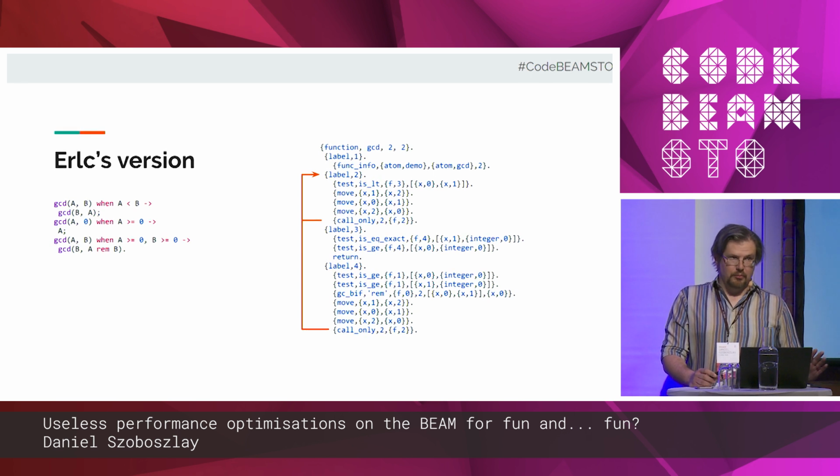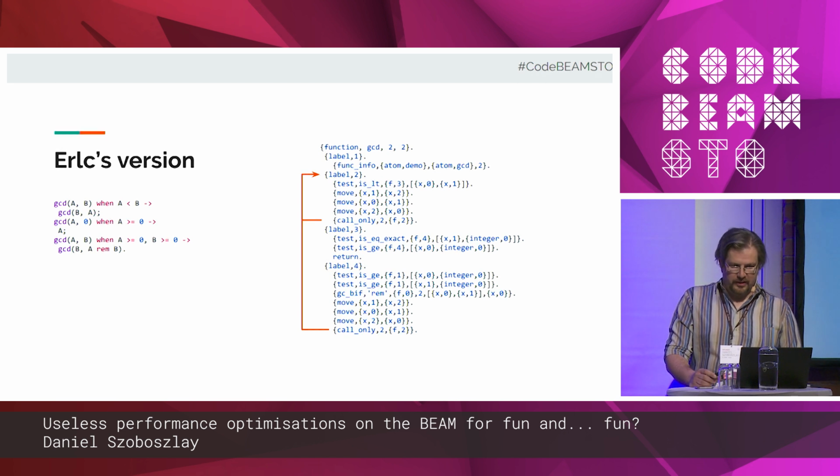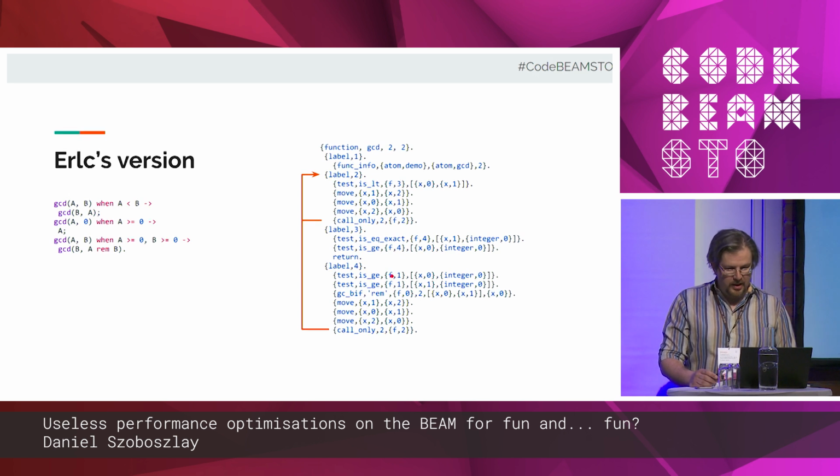So this is one thing, but there are also a few minor things here that we could optimize, like this guard test that A is greater than or equal to 0 is duplicated. So if we fail here, then we go to label 4, where we execute the same test again. So it doesn't make sense. We should from here immediately go to label 1, which is the function clause.